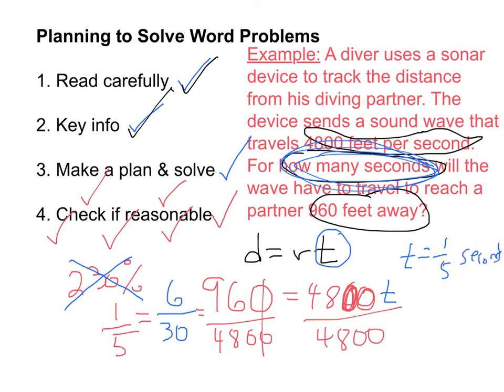Or if you prefer, you can write that as a decimal, 0.2 seconds, as your final answer for how long it'll take to reach the diver.